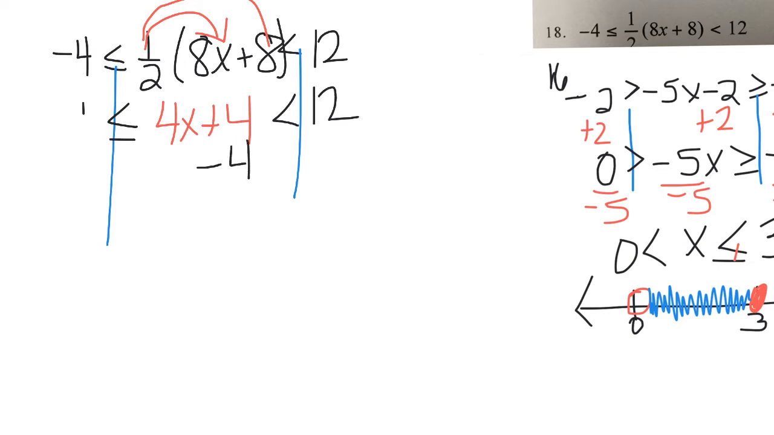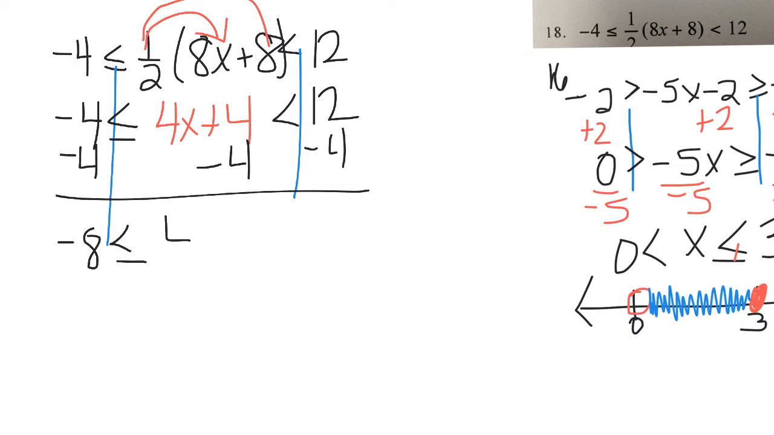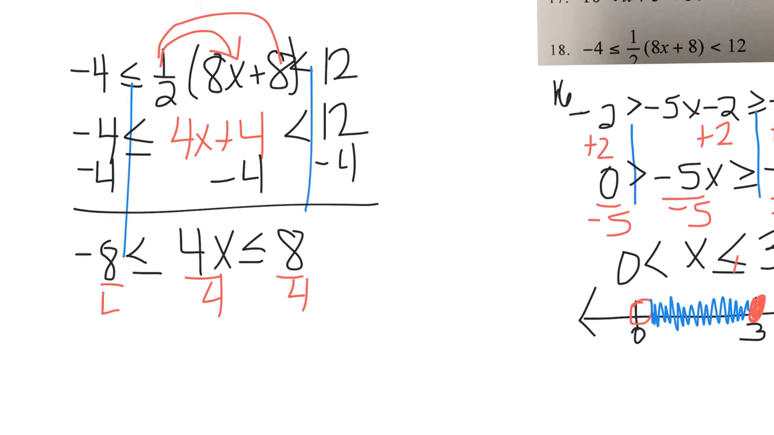Well, this 12 comes down and this 4 comes down. -4 and minus, it's already -4. So then we have that -8 is less than or equal to 4x less than or equal to 8. And then we'll divide by 4. Divide to the right, divide to the left. And we get -2 less than or equal to x less than or equal to 2.